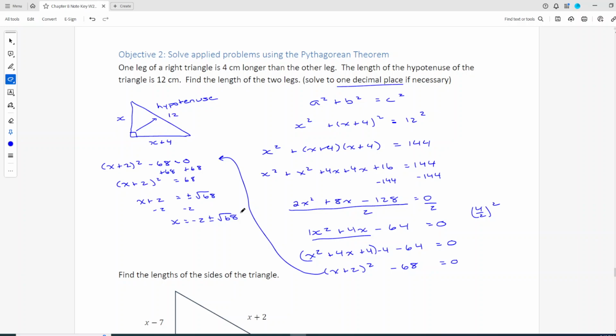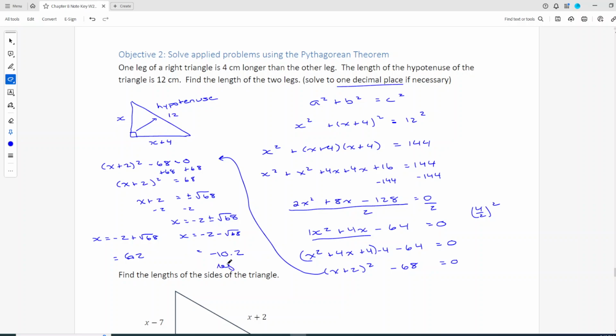Normally when I solve, I have to then look to see if I can simplify my radical. Because this one says that I can solve to one decimal place, I don't have to simplify my radical. I've got two solutions. X can be negative 2 plus root 68, or x can be negative 2 minus root 68. If I plug these into my calculator, what do I get? And again, I can round to one decimal place. So I've got negative 2 plus root 68, which gives me 6.2. And I've got negative 2 minus root 68, which gives me negative 10.2.